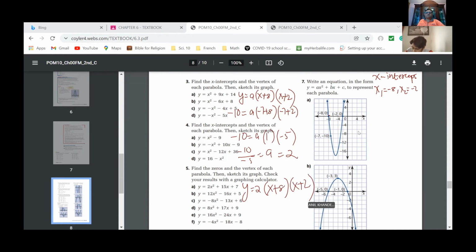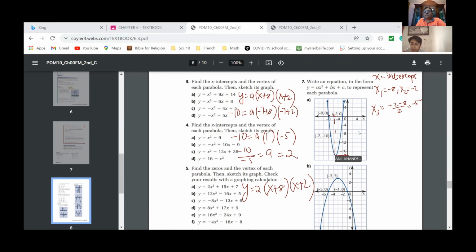Yes, sir. And you can verify your vertex also by substituting the axis of symmetry. What is the axis of symmetry? The axis of symmetry would be minus 8 minus 2 divided by 2, so that would be minus 10 divided by 2, minus 5, sir. Minus 5, right? So this is at minus 5.